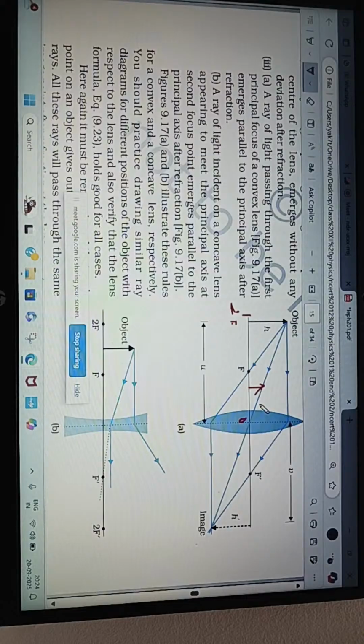From infinity, infinity is 1. Second one beyond 2F. Yes, sir, and third between F and 2F. Fourth at F. Fifth between F and O. Then how is it 7? You know all the ray diagrams? At 2F one is there, sir. It is already taught in 10th class. That's why those things are not given here. Yes, sir. If you want, I will show you those diagrams.